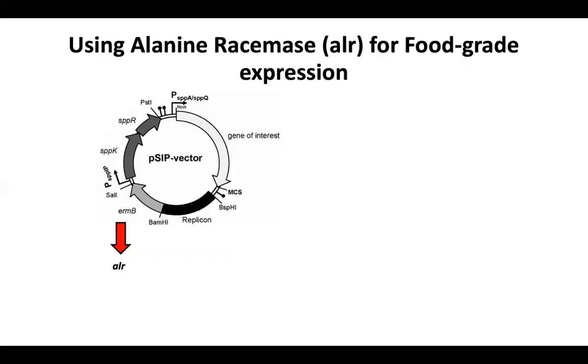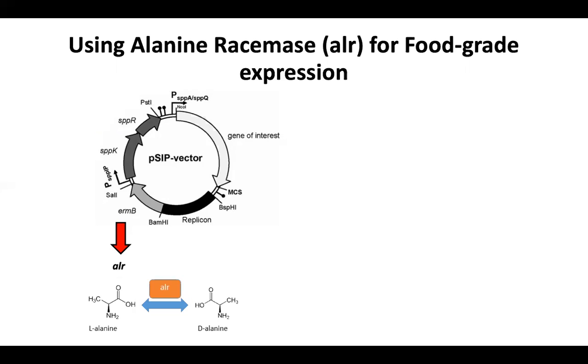Now, if we clone the genes into this, it still has the antibiotic resistance gene, which is not acceptable for food grade. So if we really want to make it food grade, we have to convert it into some other marker that is not antibiotic resistance. Okay, so what my collaborator, which is Dietmar's lab, did is that they converted erythromycin into alanine racemase.